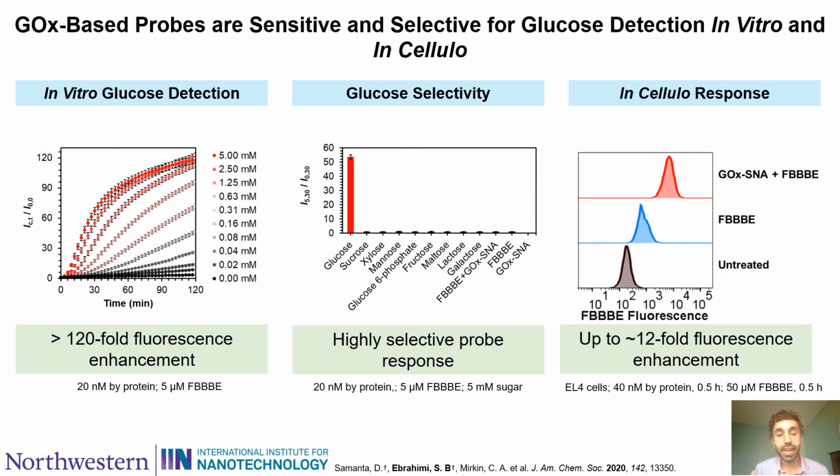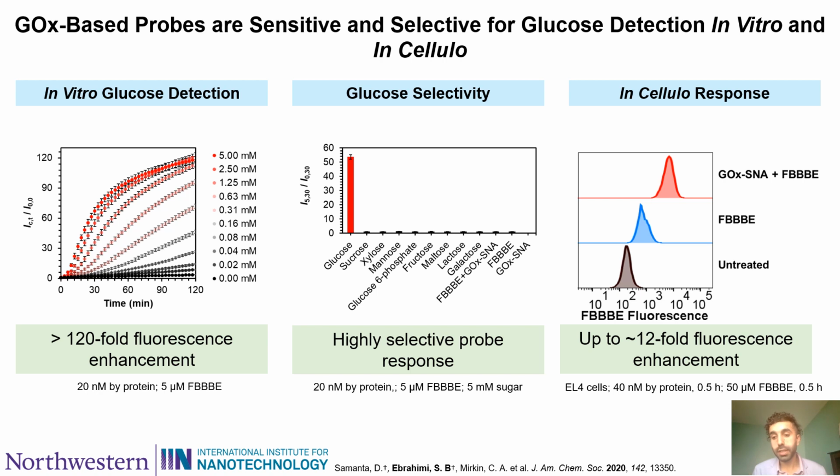We can test whether these actually work. If we take a mixture of our glucose oxidase SNAs and hydrogen peroxide sensitive dye and titrate in more and more glucose, we see we get fluorescence enhancement up to 120-fold at physiologically relevant concentrations of glucose. Now, one of the big advantages of using a protein is that they've often been evolved by nature to be highly specific. And that's exactly what we see here. We only see turn on in the presence of glucose and not in the presence of other off-target sugars.